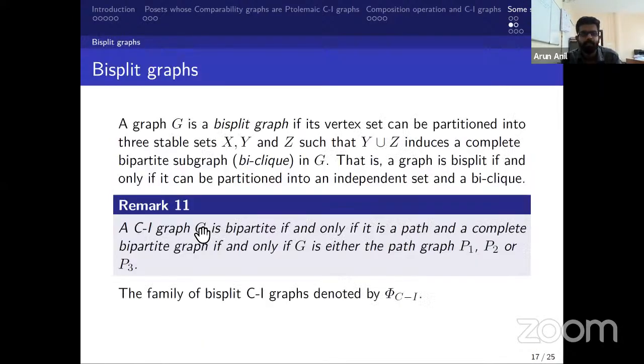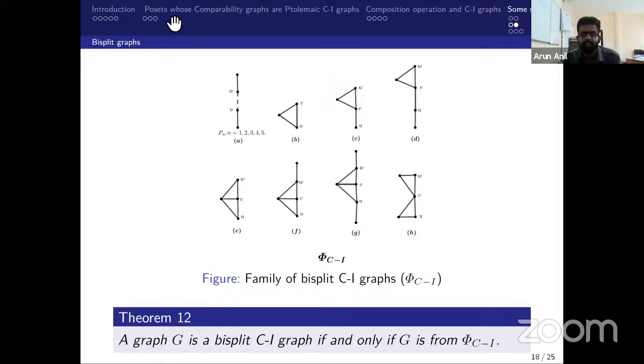And I will just skip to bisplit graphs. A graph G is bisplit if its vertex set can be partitioned into three sets: stable sets X and Y, and a set Z, such that Y and Z induce a complete bipartite subgraph. And this is the family of bisplit graphs, and this is a path graph on 1 vertex, 2, 3, 4, and 5 vertices, and this is the family of bisplit graphs.